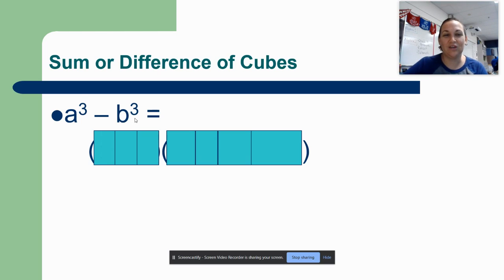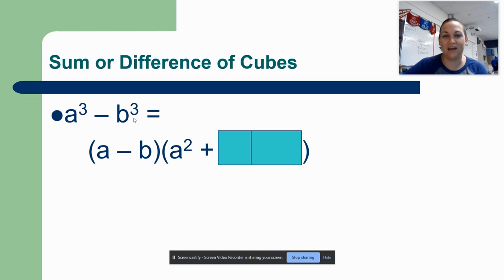You take the cube root of the first and the cube root of the last and the sign from the middle. Then square the first, change the sign, multiply together, and square the last.